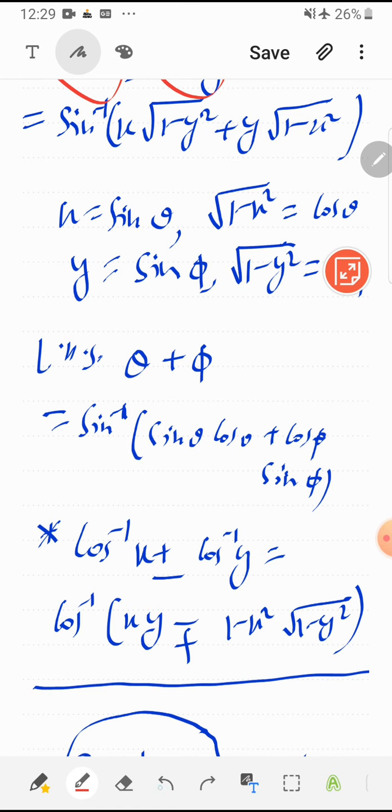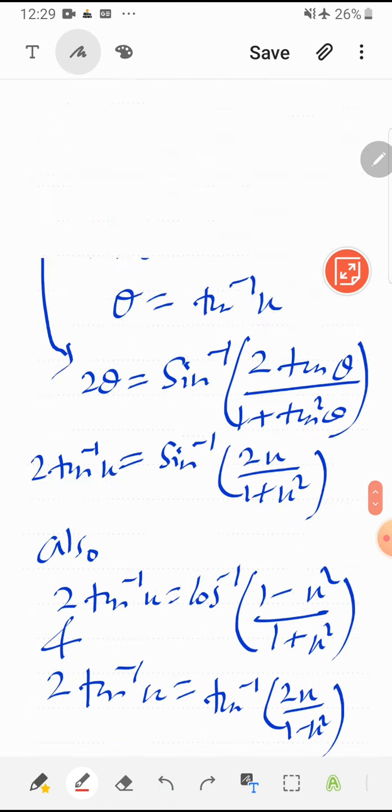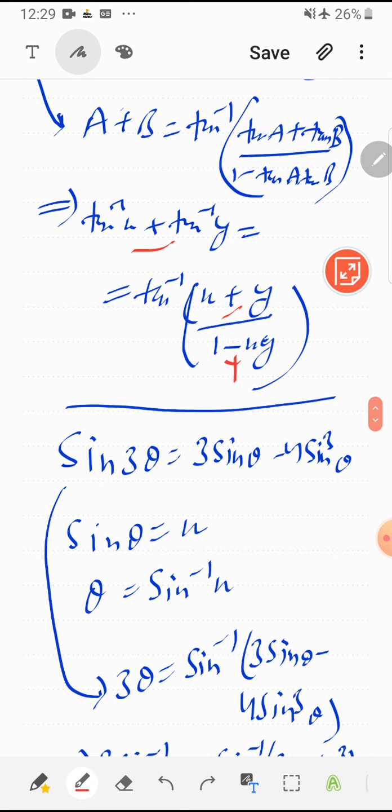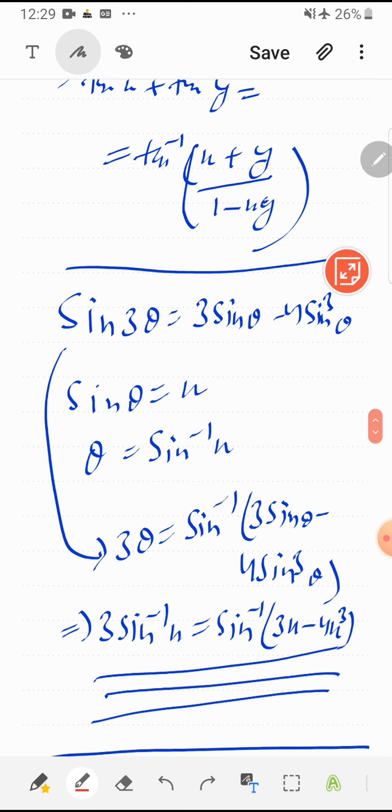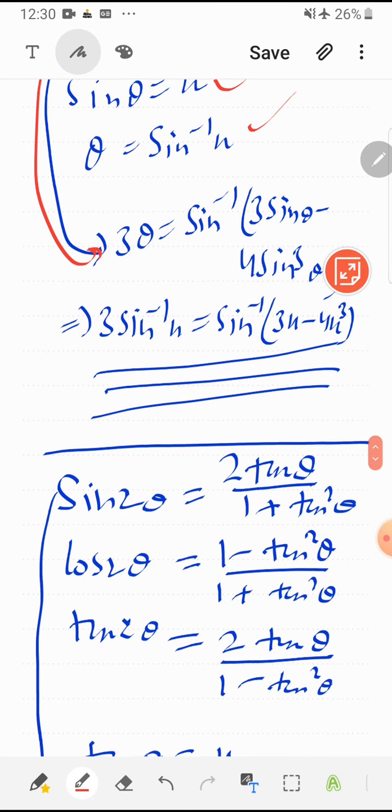Next is, now again the shape of the formula will tell you, like sin 3 theta, 3 sin theta minus 4 sin cube theta. This is the result in trigonometry. So if I put sin theta as x and theta is sin inverse x, and from the given equation I write 3 theta is equal to sin inverse of 3 sin theta minus 4 sin cube theta. Now putting the value of sin theta, it is 3 sin inverse x is equal to sin inverse 3x minus 4x cube.